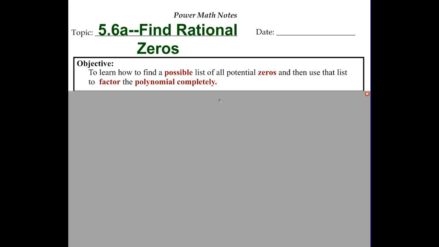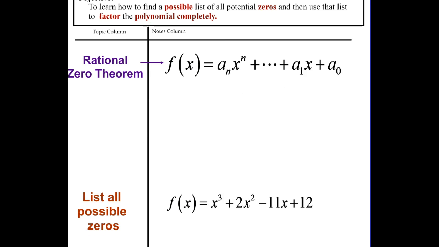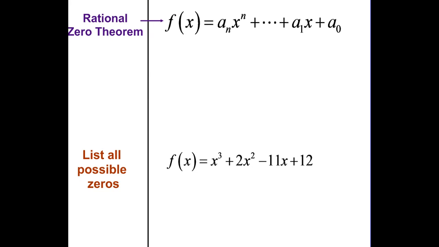Alright, this video is section 5.6a, which is finding rational zeros from Algebra 2. First thing we're going to talk about is the rational zero theorem. What you're going to hear about this from now on is going to be called your P's over your Q's.